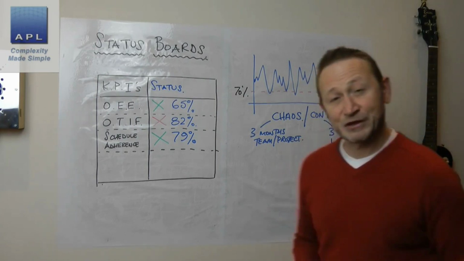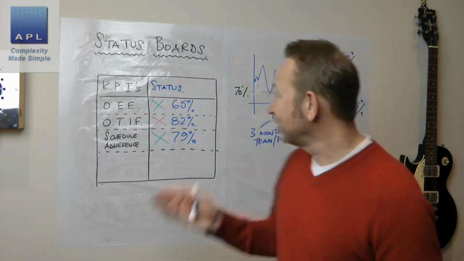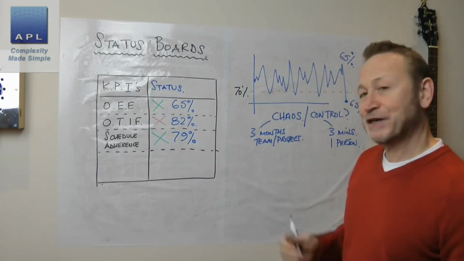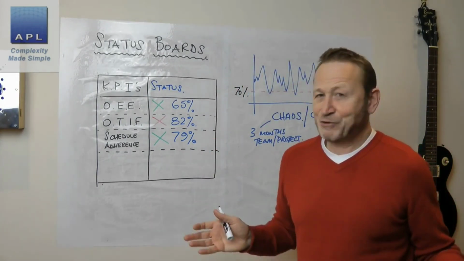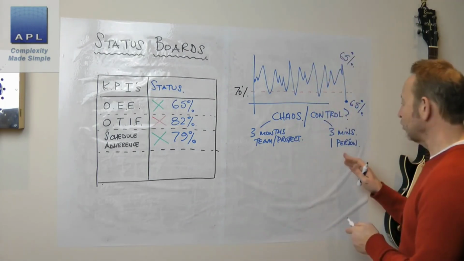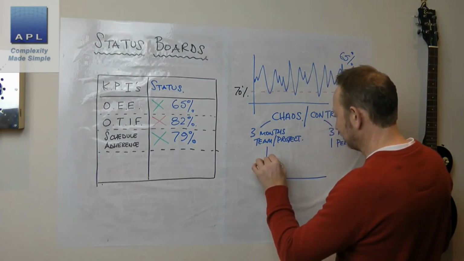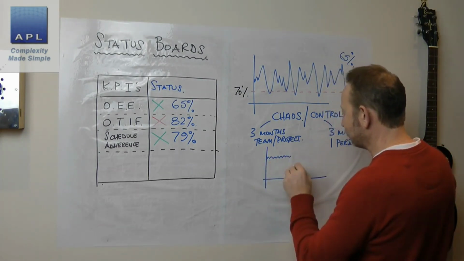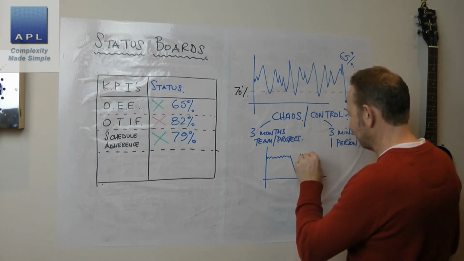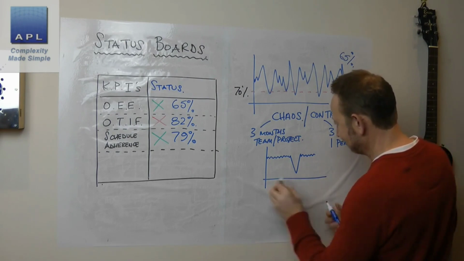Now that graph, for instance, is showing me that the process is in chaos. This is going to take 3 months to fix, and I need a team. How can I make that judgment? I'm looking at the graph. What does control look like, on the other hand? Well, control would look like this. Everything was going great, and then suddenly the process did that. So here's the limit.